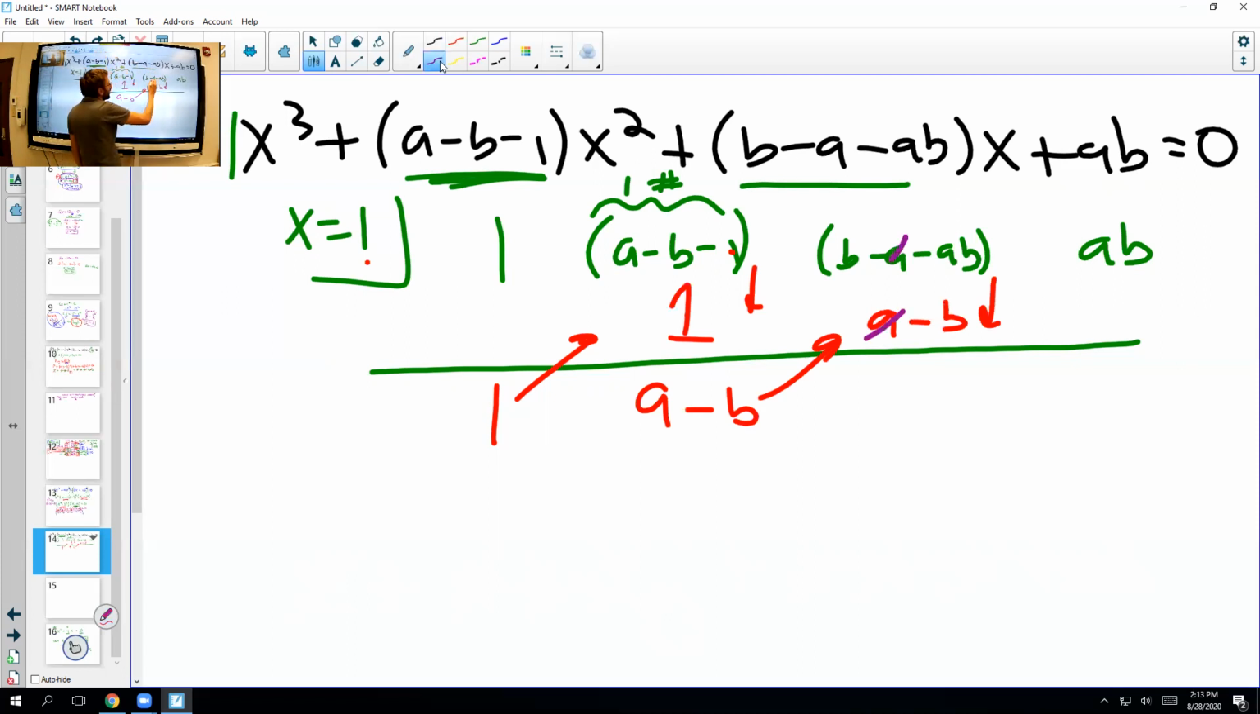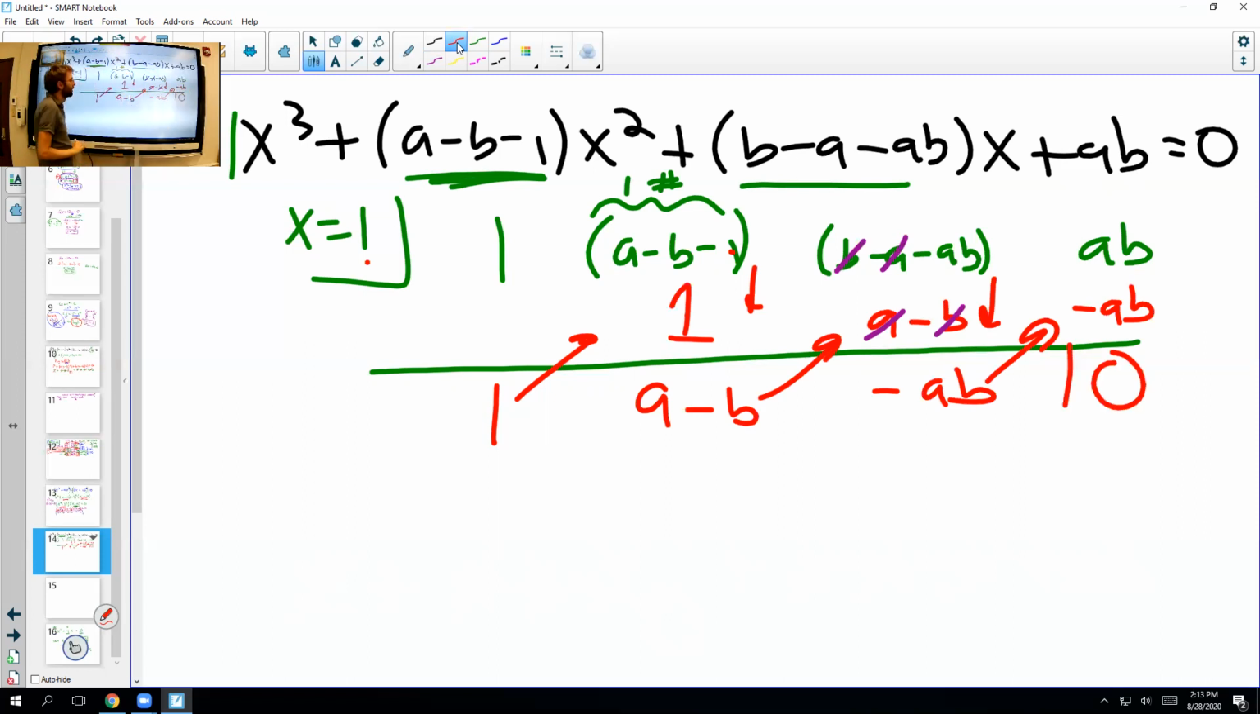These A's cancel, these B's cancel, and we're left with negative AB. Finally, we once again multiply going up, we'll be left with negative AB. Add going down, those are like terms that cancel to 0. Fantastic.